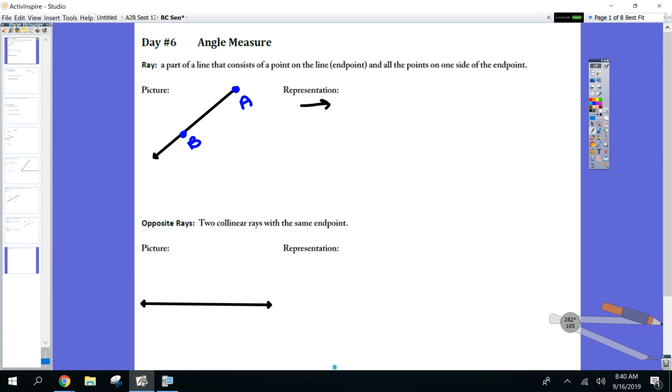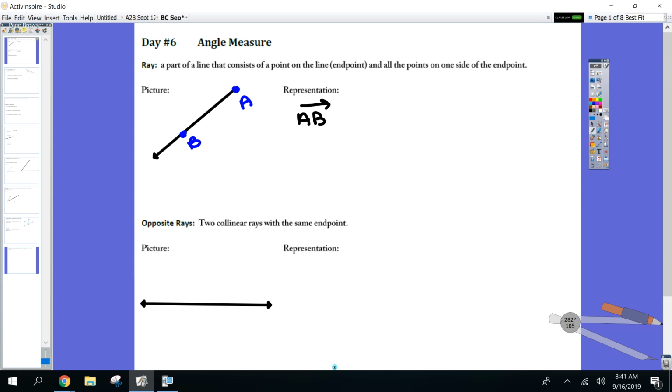Here's the big part. Remember, with a line and a line segment, order did not matter for the letters. Segment CA was the same segment as AC. We remember that. Not for a ray. Order matters. You have to put the endpoint first when naming a ray. So this is ray AB. You cannot call it ray BA. Okay, that is not part of the diagram.